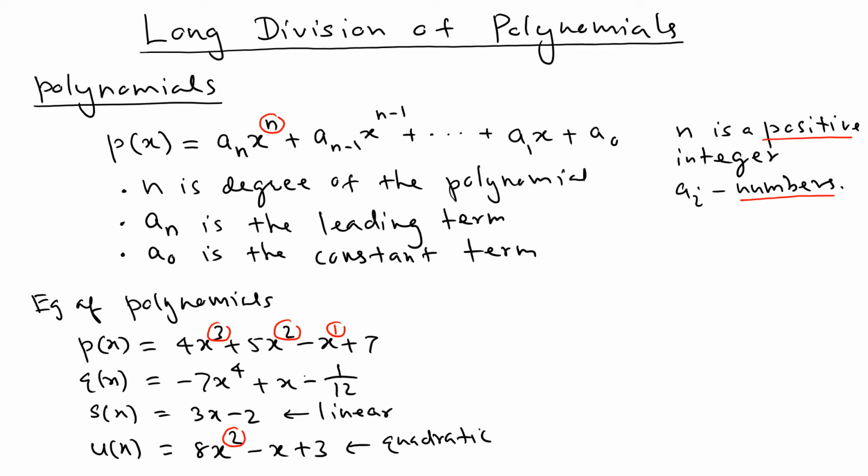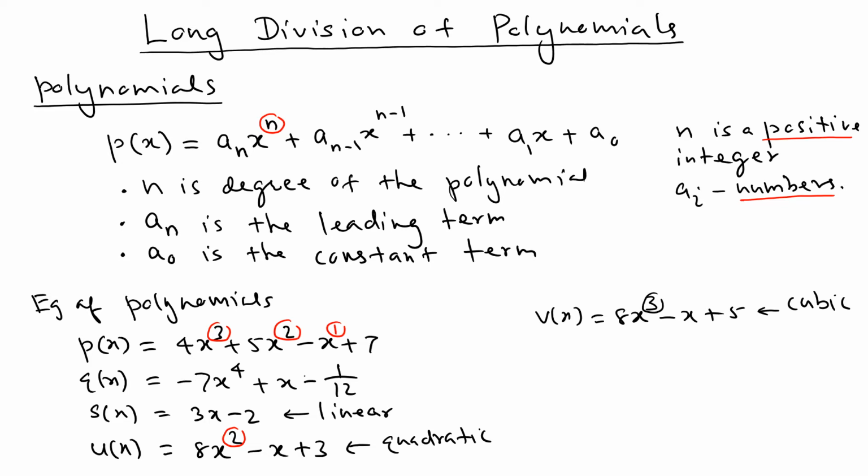And then we have, let's say, V(x), which equals 8x cubed minus x plus 5. You can see here the power is 3. So we call these kinds of ones cubic. This is a cubic polynomial, the third power.